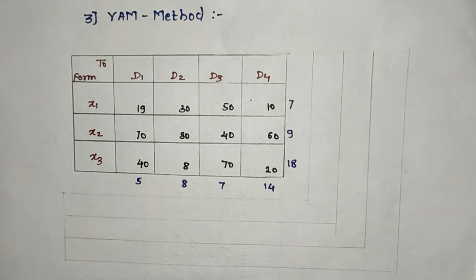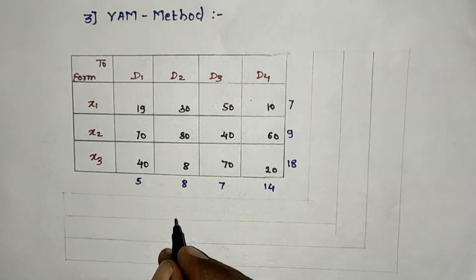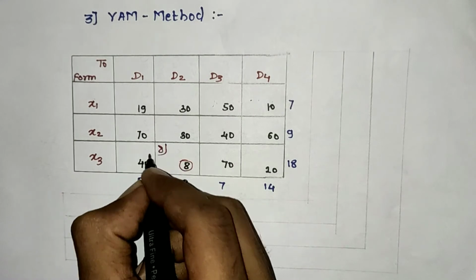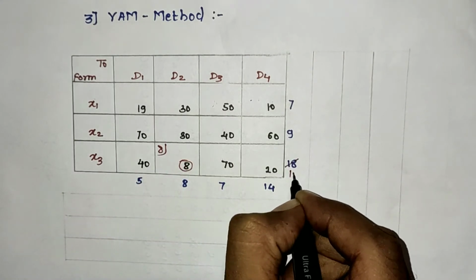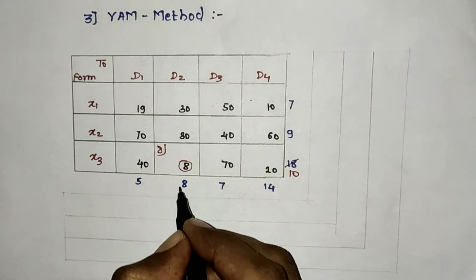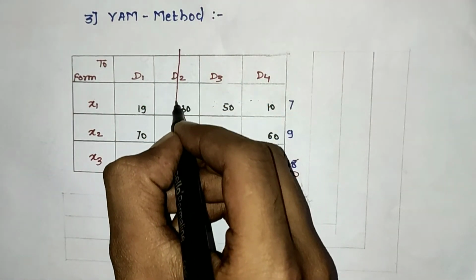Now, in the case of Vogel's method, first of all, we have to find the least cost. So the least cost is 8. Its demand is 8 and the supply is 18. So the remaining one is 10. Now cancel this row since nothing remains.